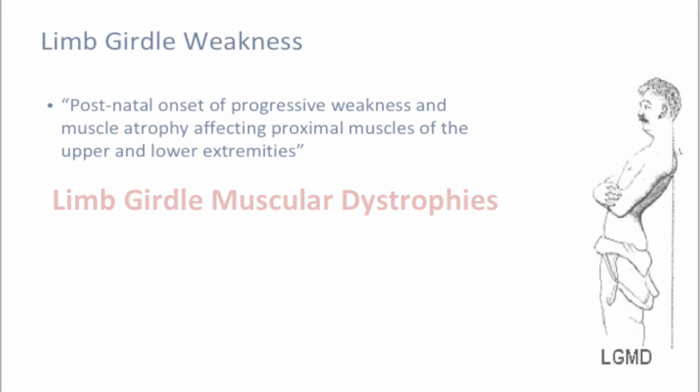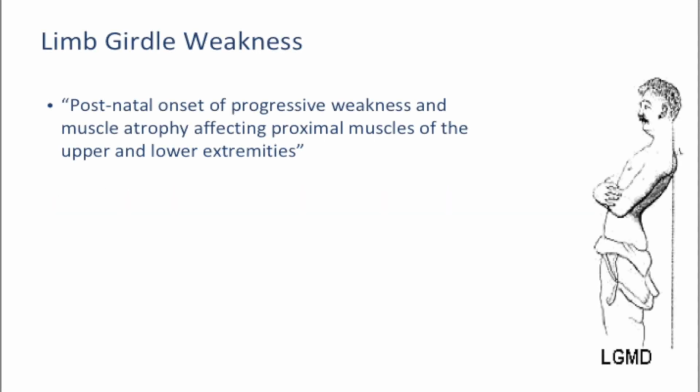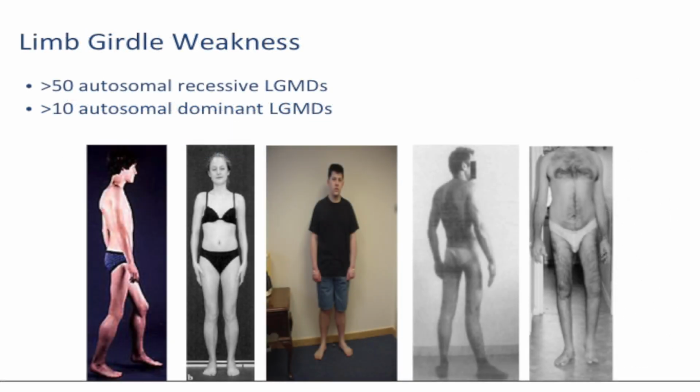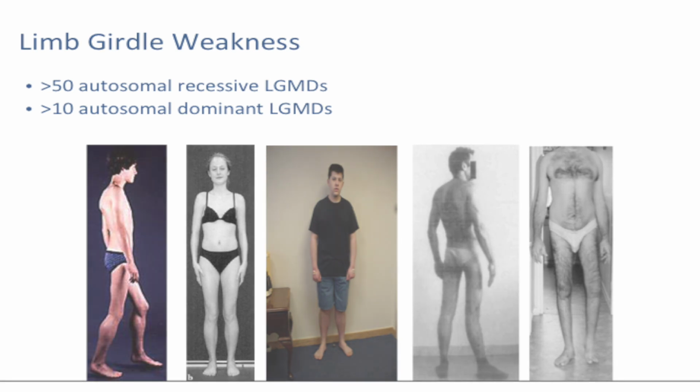So I'm going to talk a little bit about the limb-girdle muscular dystrophies. So these are disorders with postnatal onset of progressive weakness and muscle atrophy affecting proximal muscles of the upper and lower extremities. So when you look at these 5 young adults, they all look about the same, but what's important is they have 5 completely separate diseases with different genetic underpinnings. And we now know that in the limb-girdle muscular dystrophies, there are at least 50 recessive disorders and at least 10 genes associated with dominant disorders.